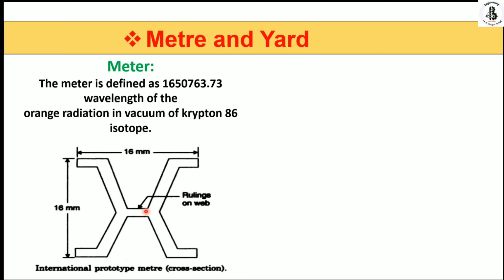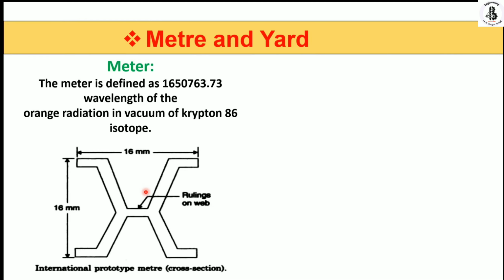So on that meter, what happens? The upper surface of the web is slightly polished and has two fine lines engraved on it. The distance between the center portions of the two lines engraved on that polished surface of the platinum-iridium bar is taken as 1 meter. So that is the standard. The graduations on the upper surface of the web coincide with the neutral axis of that section.